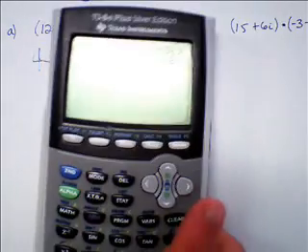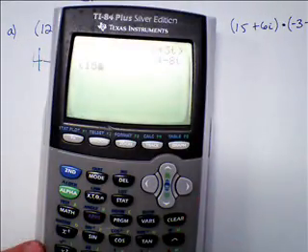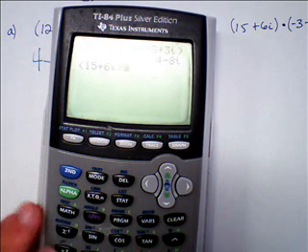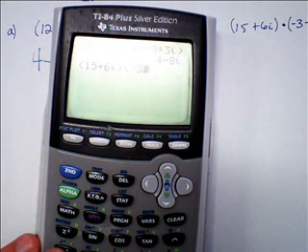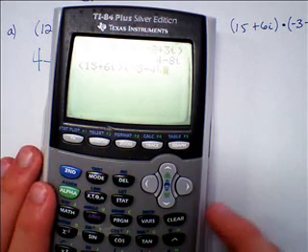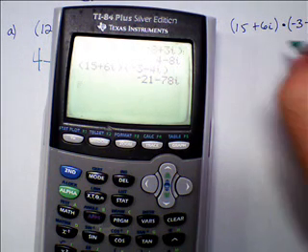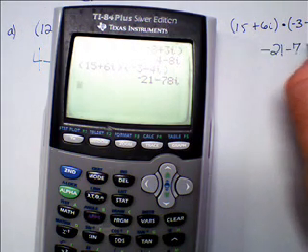Question 2, same type of deal. Just type in like you see it. 15 plus 6i, and then times -3 minus 4i, and you get -21 minus 78i.